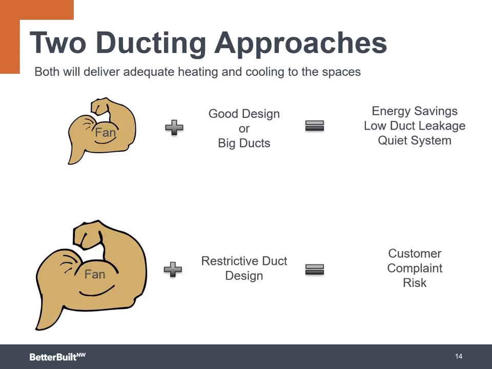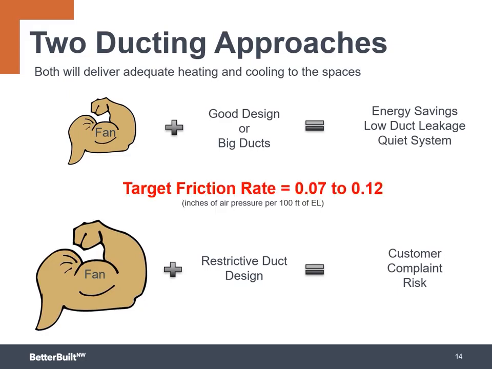The other approach is to put a really big fan into a restrictive duct design with small ducts. This can work. You risk customer complaints and you risk high energy use, especially using an ECM fan. Both approaches can result in a target friction rate of between 0.07 and 0.12, and that's inches of air pressure per 100 feet of EL. Again, good design with an adequately sized fan is superior to putting in a large fan and designing the ductwork poorly.